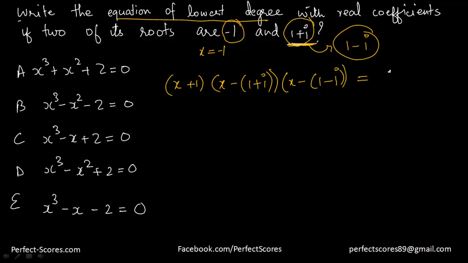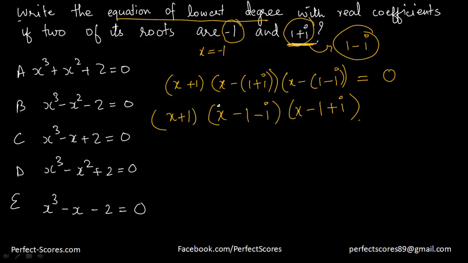Let me equate this to 0 because I want to find the equation of the lowest degree, right? So these 3 are going to be the roots of that equation. There can be more roots as well, but I have to write the equation of the lowest degree, so I'm going to consider these 3 roots and no more. So this is going to be x plus 1, times x minus 1 minus i, times x minus 1 plus i.